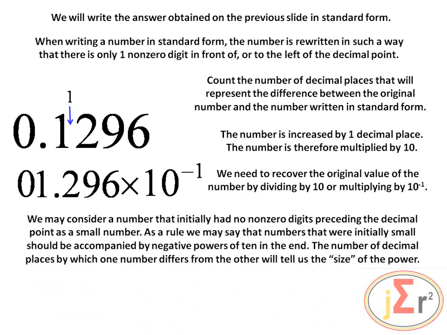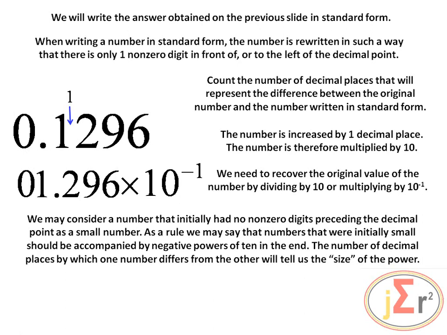We may consider a number that initially had no non-zero digit preceding the decimal point as a small number. As a rule, we may say that numbers that were initially small should be accompanied by negative powers of 10 in the end. The number of decimal places by which one number differs from the other will tell us the size of the power. So, small number because no non-zero digit to the left. So it is small.